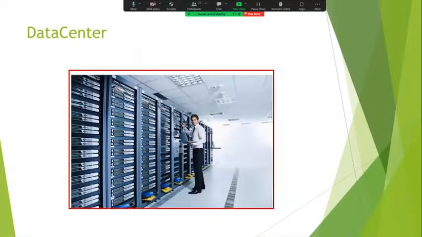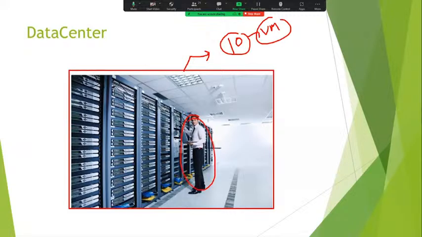For example, we are working in one organization and we got a new project where I would like to build 10 virtual machines. First step, submit the request to the data center team. They will verify whether space is available or not. Yes, they will rack the space.